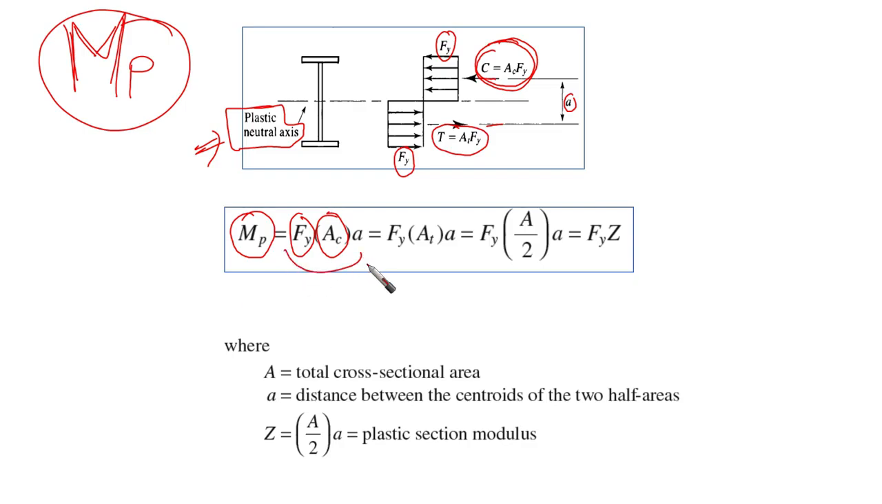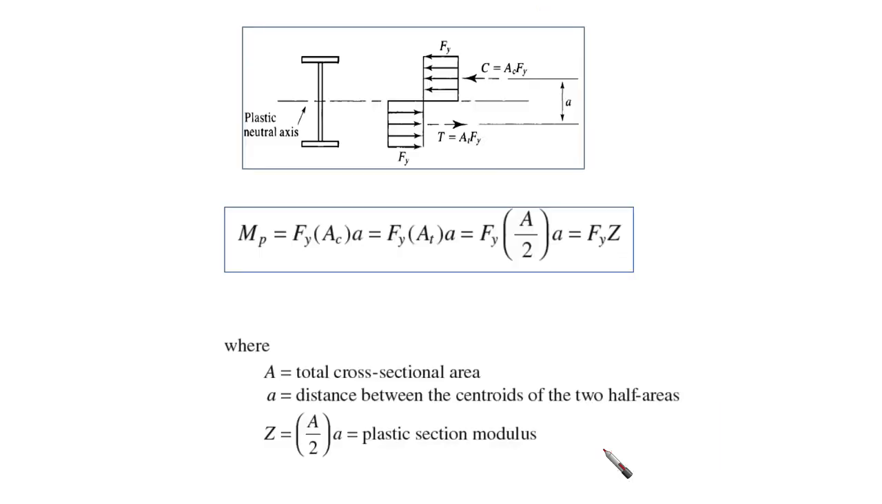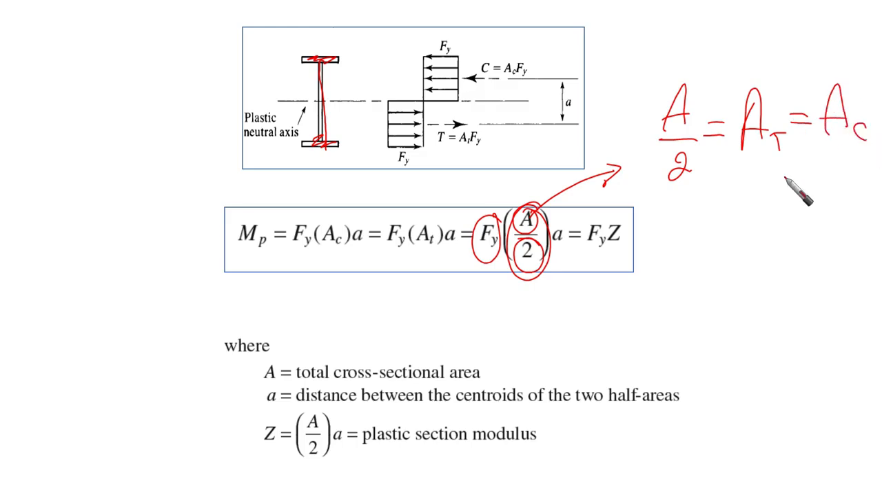This can be repeated again, but instead of using Ac, we are going to use At. Everything is the same, but we're going to change Ac with At because they are the same, as we said. This is what we have obtained in the previous slide. So in this case, we are going to say this equals F yield times A over 2. What is A over 2? It is the total area of this cross section. A over 2 equals area in tension equals area in compression, times a. Based on this, we can say F yield is alone here.